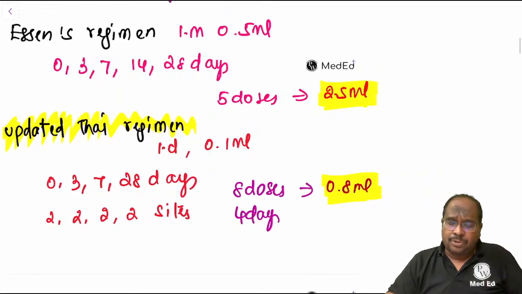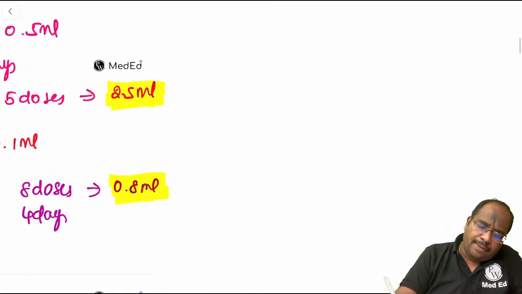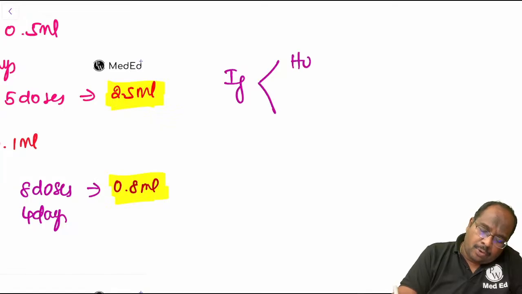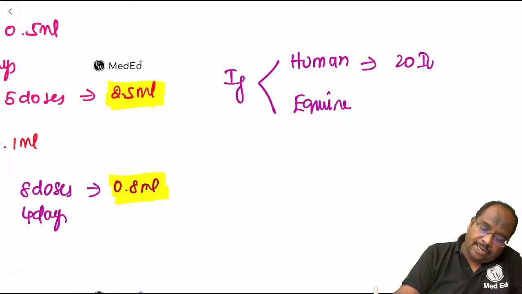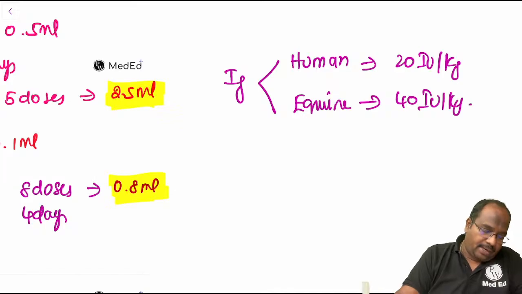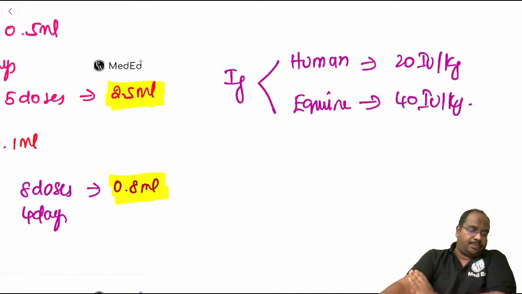This is pre-exposure, and you will provide immunoglobulin. Immunoglobulins: human and equine. Human is 20 international units per kg. Equine is 40 international units per kg.